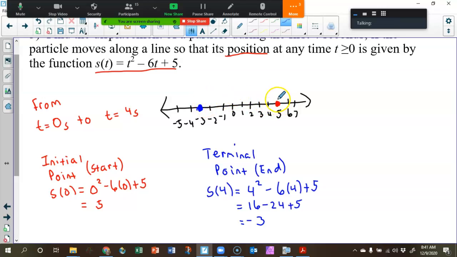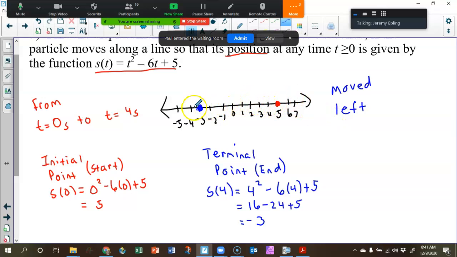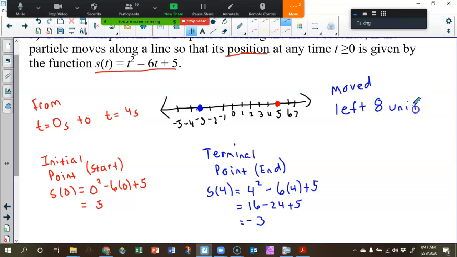Okay? So I can look at this picture and I can see, I moved left, and I moved to the left 1, 2, 3, 4, 5, 6, 7, 8 units. So my displacement is negative 8. And all I needed to do is be able to draw out a picture. Where did I start? Where did I end?